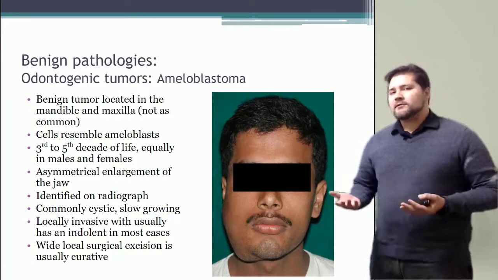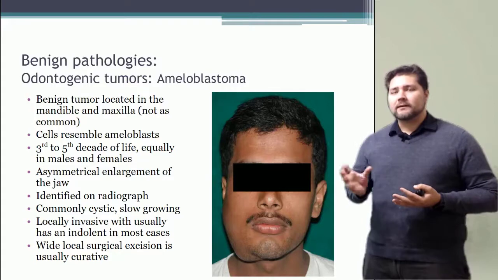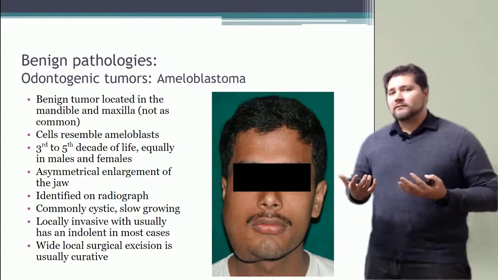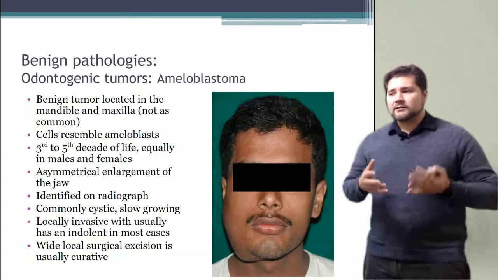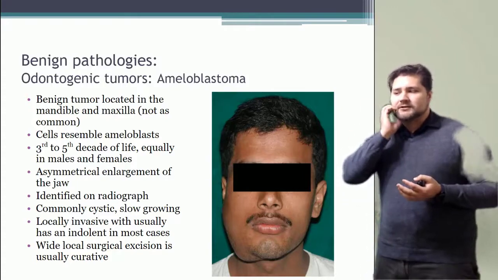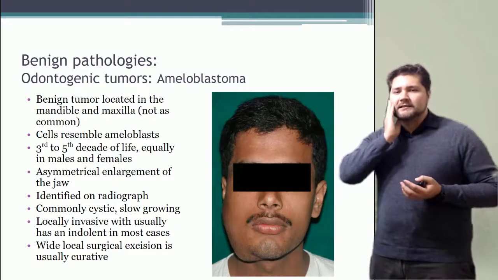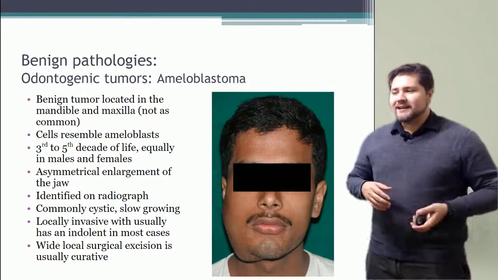So the way they present is usually you're going to identify these on the radiograph because they're going to be radiodense, which means they're going to basically look like a nice chunk of enamel. They're usually going to result in some sort of asymmetric enlargement. So you can see in this gentleman, basically his jaw is just kind of more pronounced on his left side, or sorry, right side, backwards imaging.